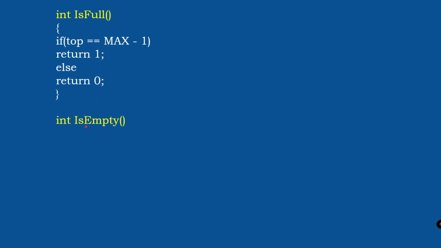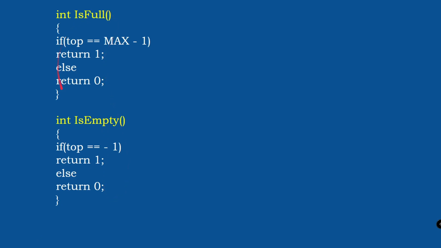In the same way, we have one more function called is empty. Is empty is a function which helps to check whether the particular stack is empty. So how to check? If top is equal to minus 1, it means there is no element in the stack. So if top is equal to minus 1, return 1, otherwise return 0. So this function will return whether the stack is empty or not.